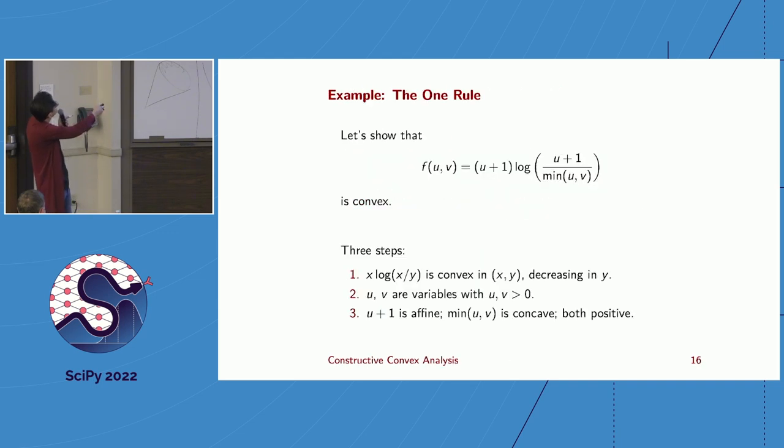So going back here, what CVXPY does is start at step 2, then go to step 3, then go to step 1 and say, yes, given that the things in 2 and 3 are true, I'm able to use this fact, and the whole thing is convex.